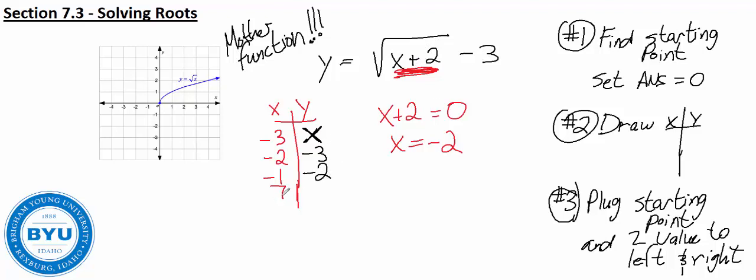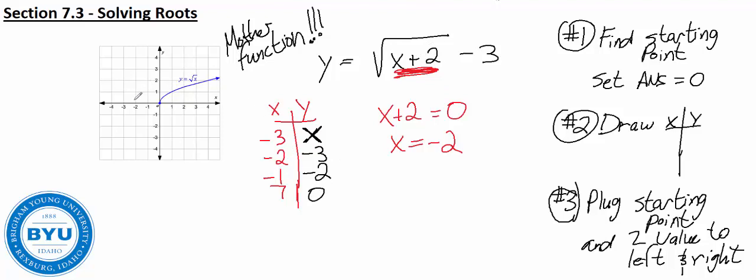Now let's plug in that 7. 7 plus 2 is 9. I did that on purpose. I picked a number that would be an even root, or perfect square. So 7 plus 2 is 9. Square root of 9 is 3. And 3 minus 3 is 0. So that right there is the function. Those points are what I would need to draw.